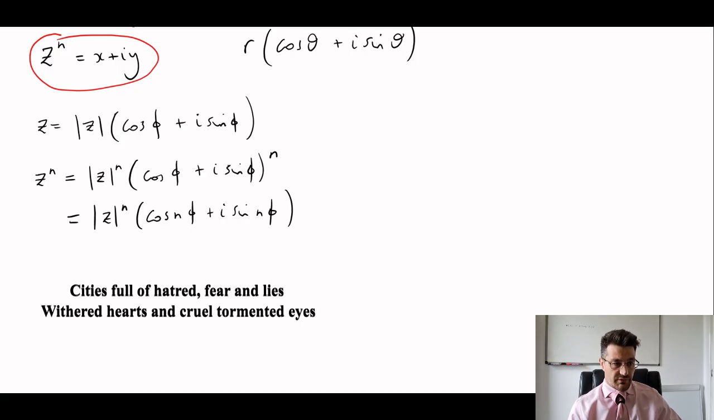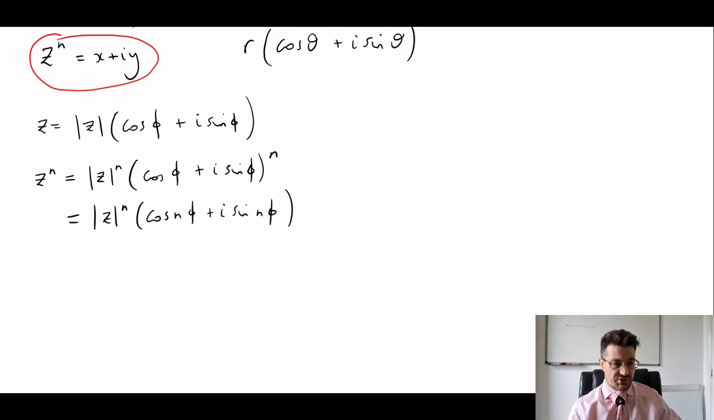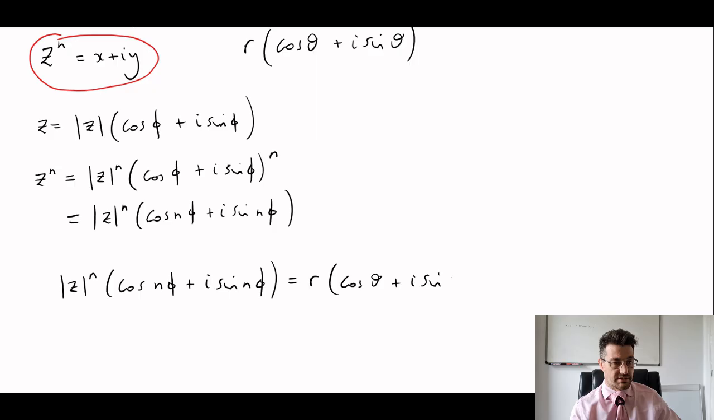So we're trying to solve the equation, find the solutions to the equation. The modulus of z to the power of n times (cos n phi plus i sine n phi) is equal to r (cos theta plus i sine theta). Now there's a bit of a problem here, because theta and phi, we need to restrict them in some way.